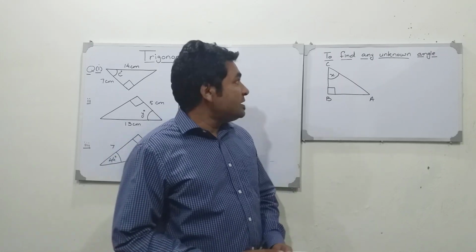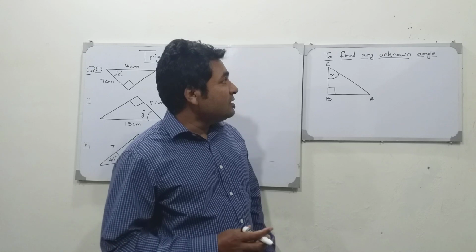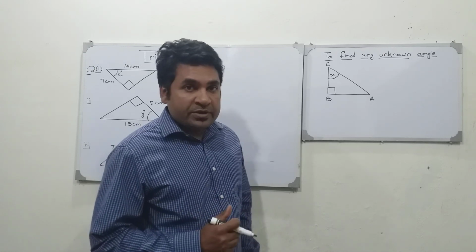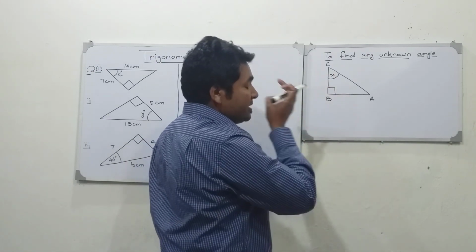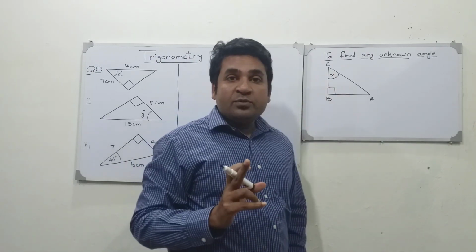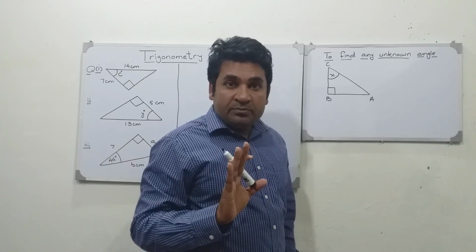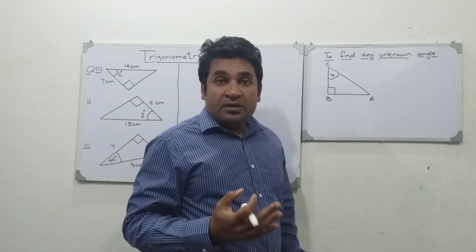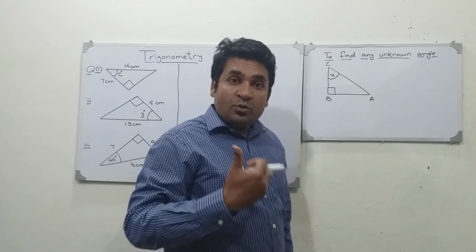Students, so now let's learn how we find any unknown angle which is given in the right angle triangle by using trigonometric ratios. I have made this right angle triangle, and first of all you have to write the names of the sides. Don't forget it. Because you are a beginner, you must be careful about which side is called what.